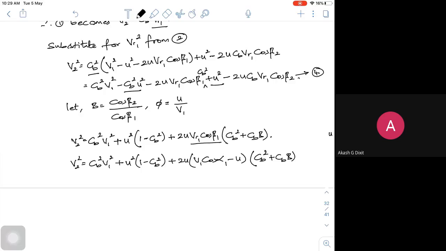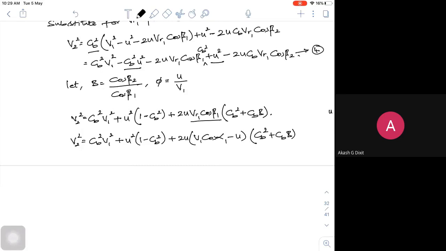Now, for further simplification, if I want, I will take my V1 square outside. So V2 square is equal to, if I take my V1 square outside, what I am left with is CB square plus, this will be U square by V1 square into 1 minus CB square. So this is minus, this is minus.